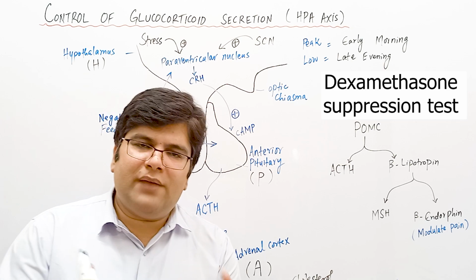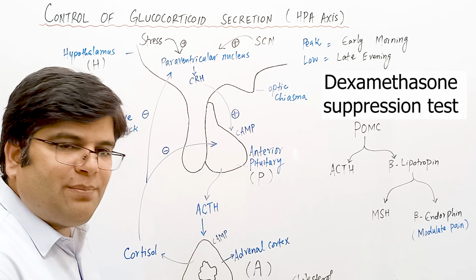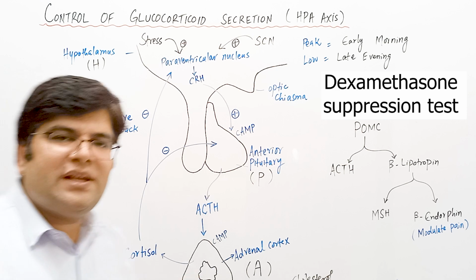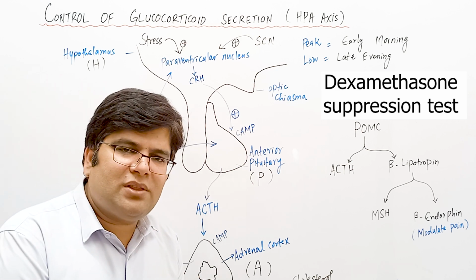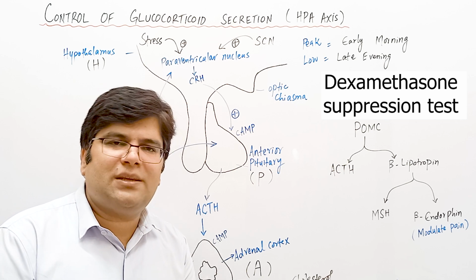And those patients who have tumors of the adrenal cortex which are producing a lot of cortisol hormone, for example in case of Cushing syndrome, cannot be suppressed by the low dose of dexamethasone or even the high dose of dexamethasone.